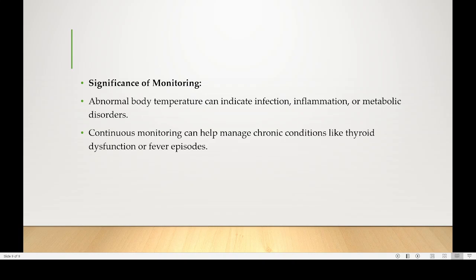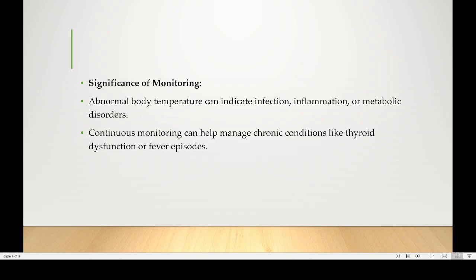Some people may have problems with thyroid. Thyroid is a very important gland in your body. If it is not working properly, if enough thyroxine is not produced, it will affect the functioning of almost all the organs in your body.